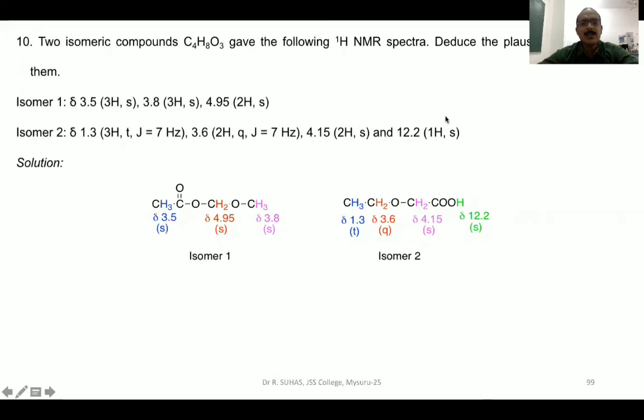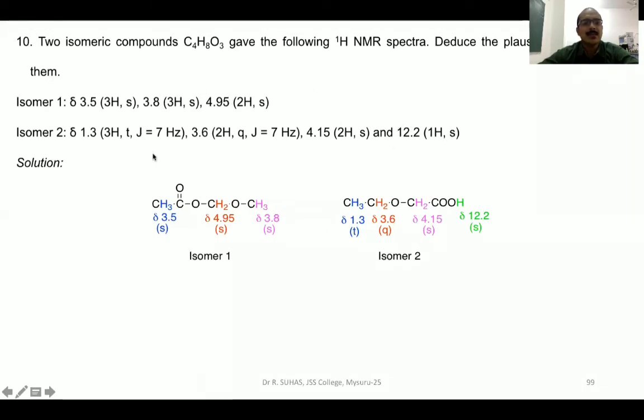By looking at this value, you can arrive at two conclusions now. The first one is these two protons are nearby each other because they have got the same coupling constant value of 7 Hertz, and that is the first clue that you can obtain. The next clue is 12.2. The highest possible chemical shift for a proton that can be given is for the carboxylic acid, that is 1H singlet. So there is carboxylic acid.